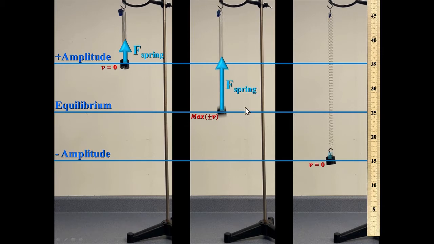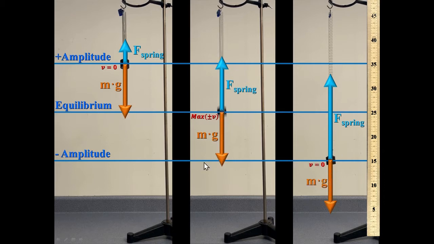Here it's more stretched, and here it's even more stretched, so more force. And we remember from Hooke's law that it is a linear relationship. Now the mass of that doesn't change, so the weight of that thing doesn't change. And we remember that mass times gravity is weight. So that would be the weight of it here, same weight there.